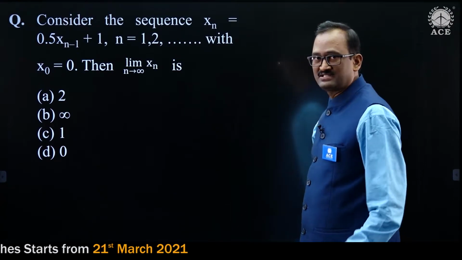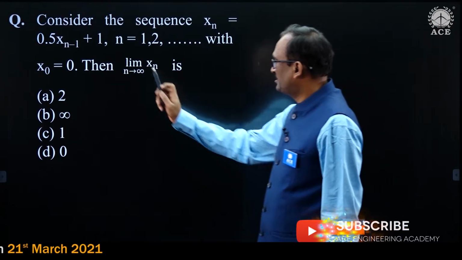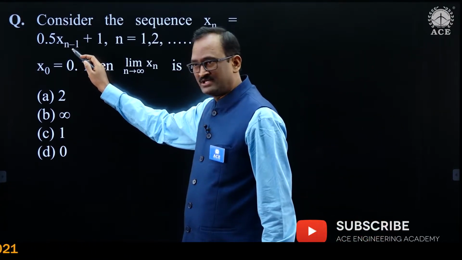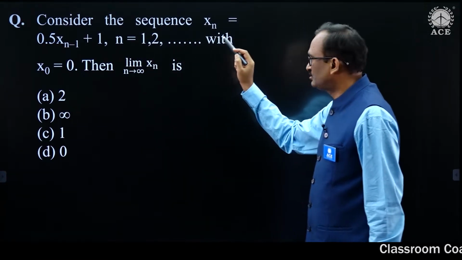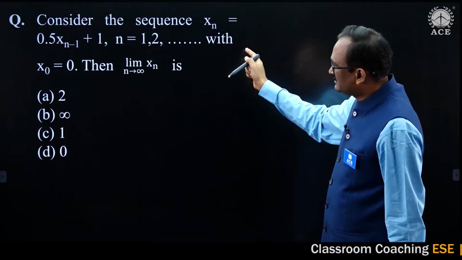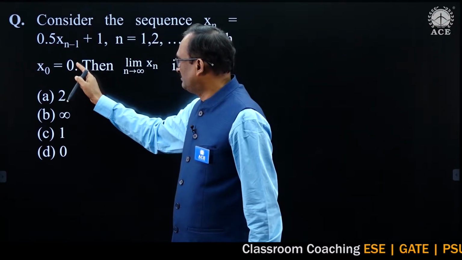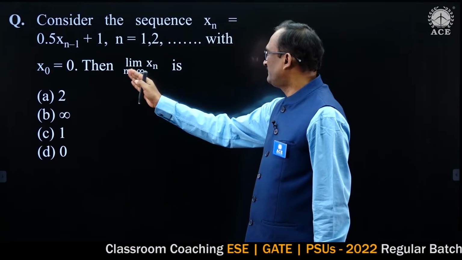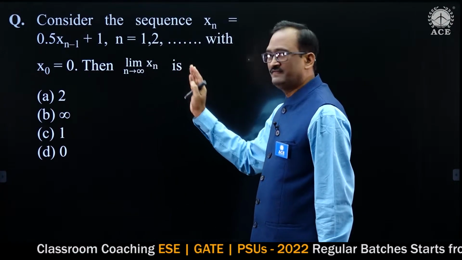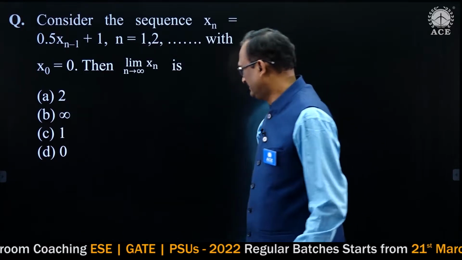Consider the sequence xn is equal to 0.5 times xn minus 1 plus 1, n is equal to 1, 2, 3, and so on till infinity, with x naught is equal to 0, meaning the initial guess x naught is equal to 0. Then the value of limit xn as n tends to infinity is, let us find.